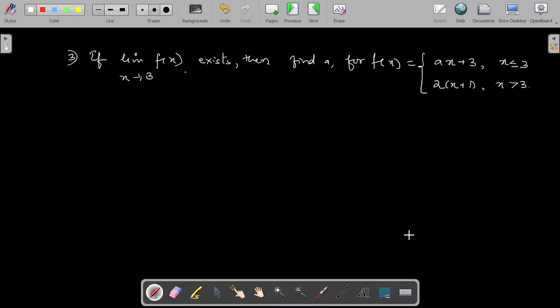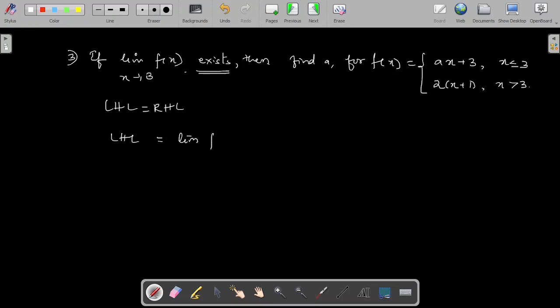Now the next question is, if the limit of f of x as x tends to 3 exists, as given in the question, then find a where the function is given like this. It is given that the limiting value of the function as x tends to 3 exists. It means LHL exists, RHL exists, and both are equal, and the common value is the limiting value of the function. Therefore, we have to find LHL, find RHL, then equate LHL and RHL, and find the value of a using that.